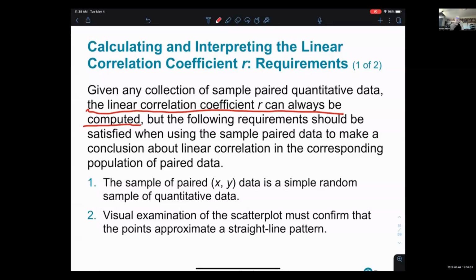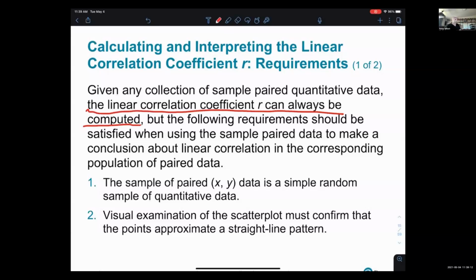And the thing to remember is R, if you get a value that's close to 0, it's actually evidence that there's no linear correlation at all. So R can always be calculated, and it just doesn't mean there's a linear correlation until you judge the value of R along with the pattern of a scatter plot.